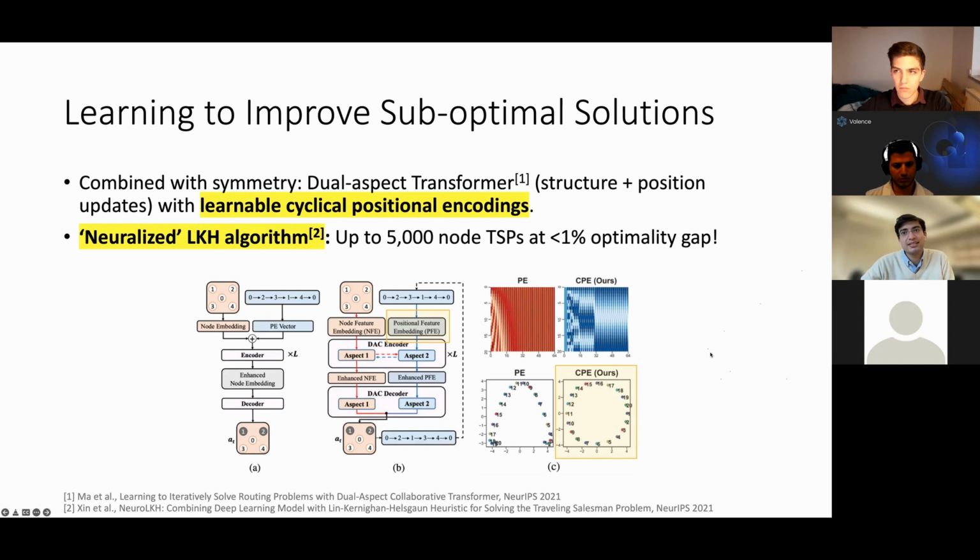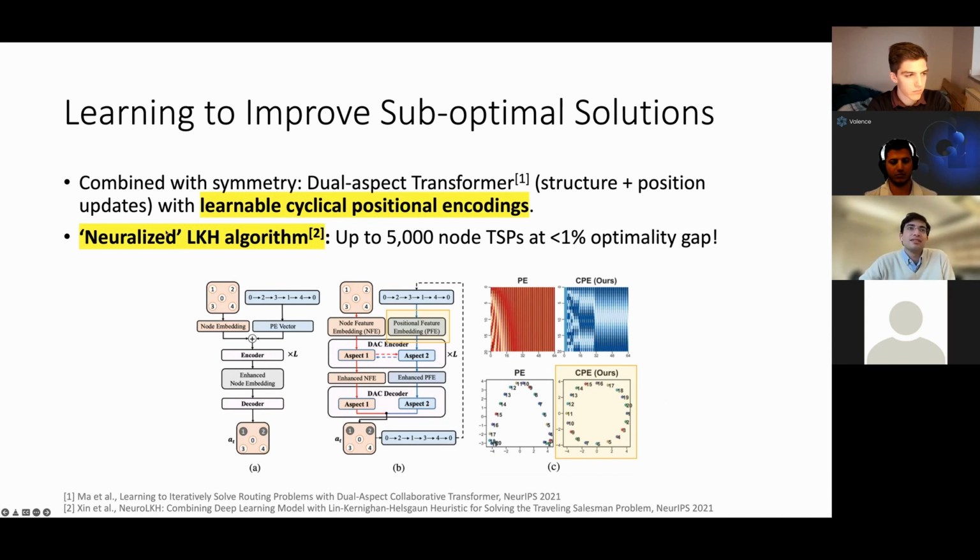So they said that for these combinatorial problems or these routing problems, if you care about the position of nodes in your route, you can't just use or borrow the ideas from NLP. You need to be very careful about how you encode position. So they came up with a smart way to come up with positional encodings which respect the cyclical nature of these tours.